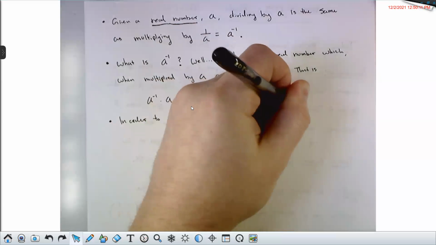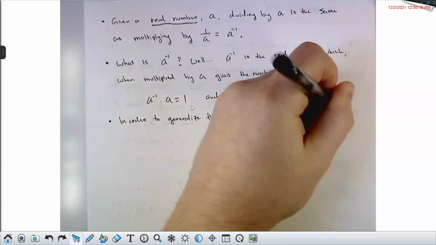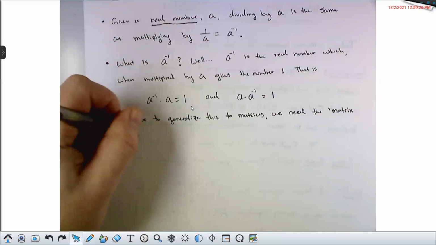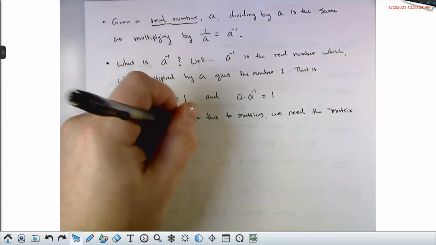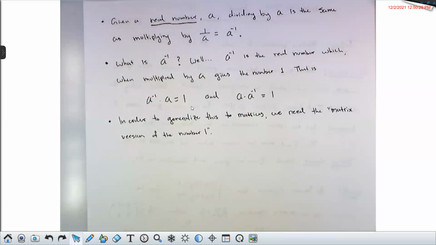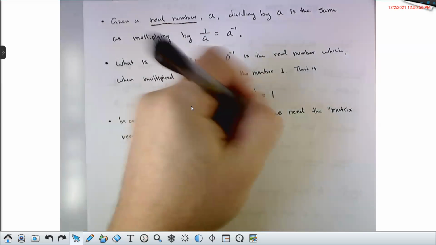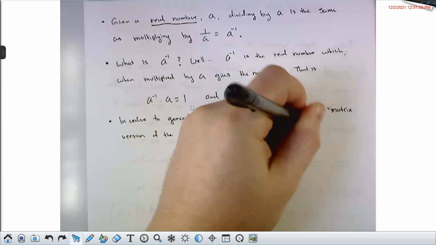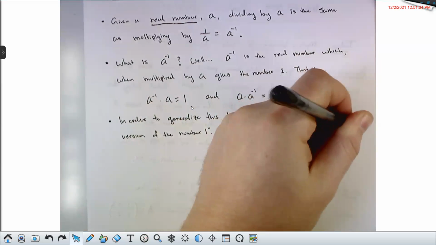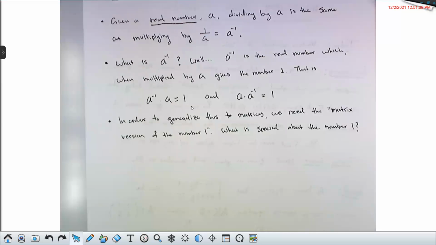we need the matrix version of the number 1. So my question to you, and I really want an answer here, any thoughts are welcome: what is the number 1? Strange question, but what is special about the number 1? What properties does the number 1 have that I would want the matrix version of the number 1 to also have?